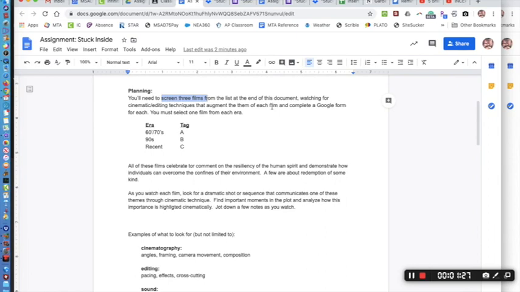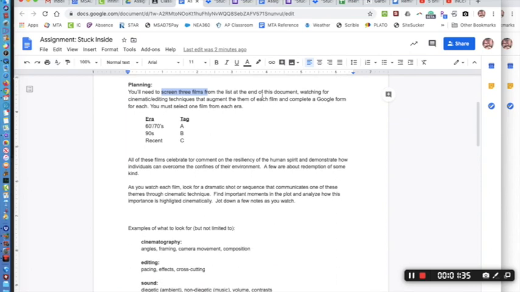And you're going to watch each of these films for cinematic techniques that augment the film, that help the film out in some way. So what you're going to find at the end of the document are 6 films, and I've categorized them in pairs. 2 of them are from the 60s and 70s, that's tag A. 2 of them are from the 90s, that's tag B. And 2 of them are much more recent than that, from 2009 and 2019, and that's tag C.